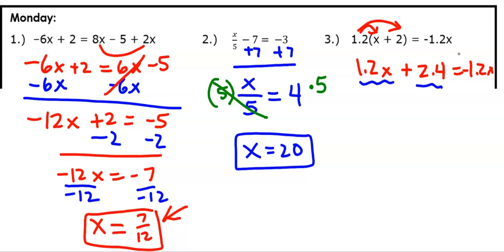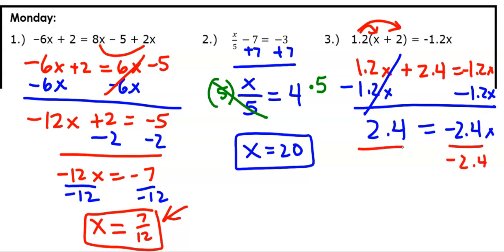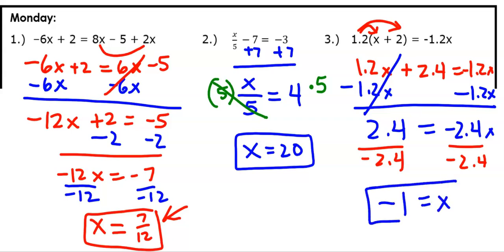This side of the equation has 2 items, 2 terms, and the right side only has 1 term. So I don't want to do any math with the right side, because if I add 1.2x, that side would be empty. So what I'm going to do here is I'm actually going to subtract 1.2x from both the left and right sides, and now I have a constant on the left and a coefficient on the right. I'm going to divide by negative 2.4, and that leaves me with my final answer of negative 1.